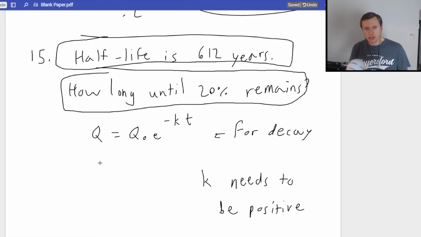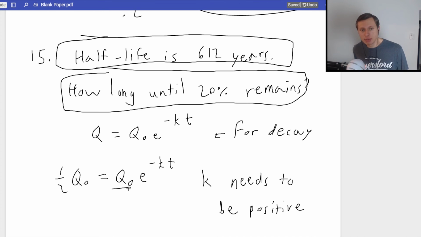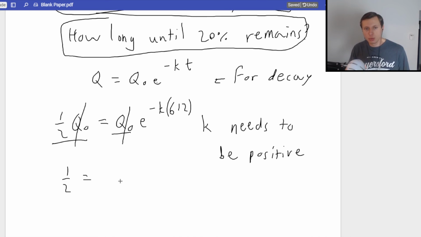So let's do the first part first. Half-life is 612 years. So what's the final? I noticed I had no idea how much I started with. Well, if I'm saying half, then it's going to be half whatever the initial is. Half of q naught equals the initial, which is just q naught, e to the negative kt. So I repeat, q naught is my initial. My final is whatever half of the initial is. Again, q naught is just going to cancel. And the other nice thing about this problem is I know t. I told you the half-life is 612 years. Great. So we're saying 1/2 equals e to the negative 612k power.